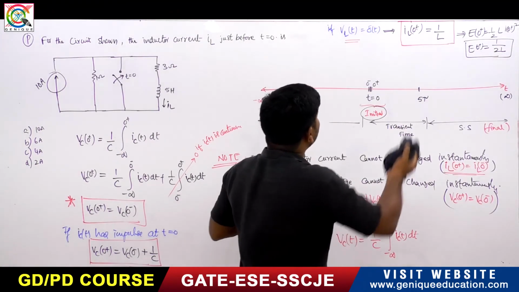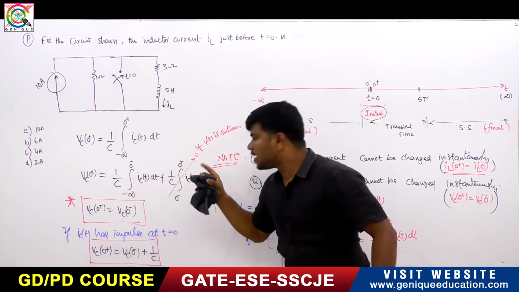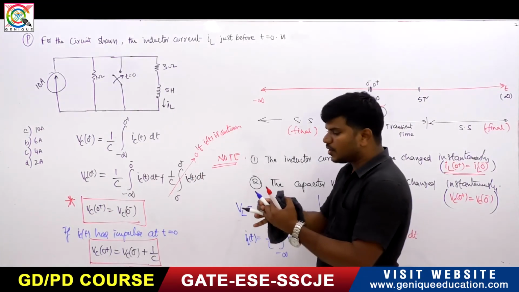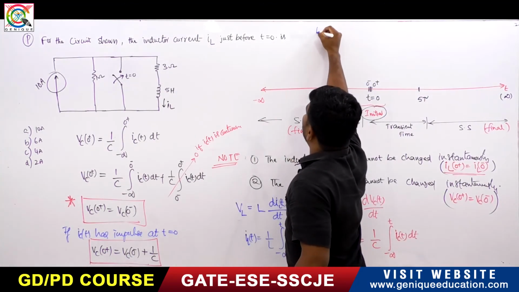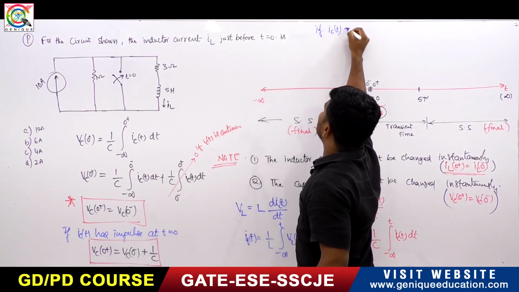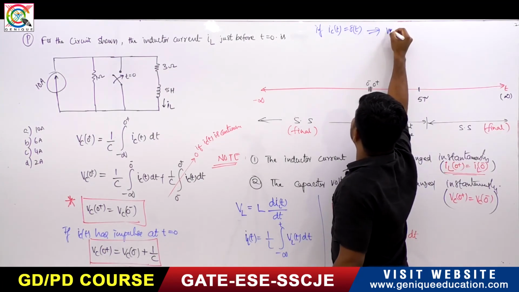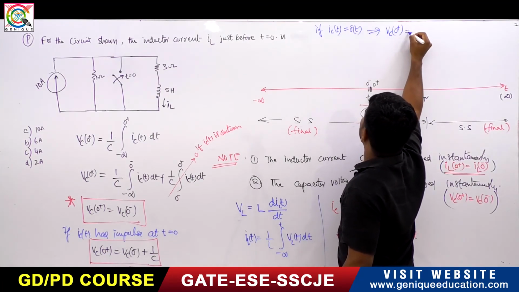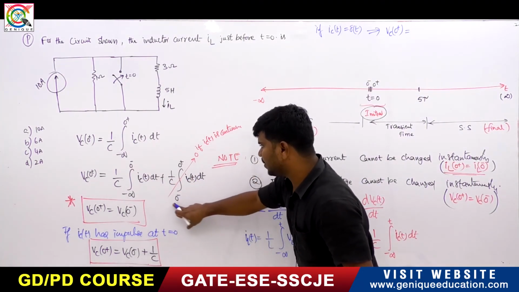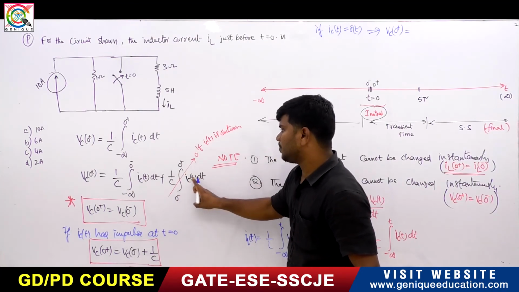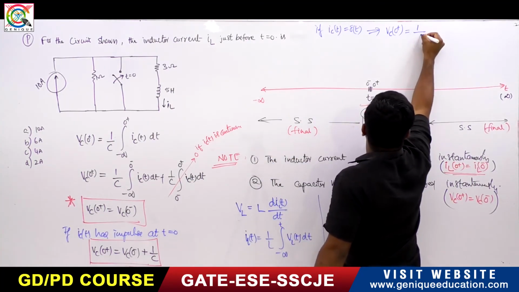Similarly, suppose IC of t itself is the impulse function, the current through the capacitor itself is the impulse function. If IC of t is equal to delta of t, now what happens? Vc of 0 plus is equal to, the first term will be 0, and only this one will exist: 1 by c integral 0 minus to 0 plus IC of t dt. IC of t can be written as delta of t, so this integral will be 1. So 1 by c.